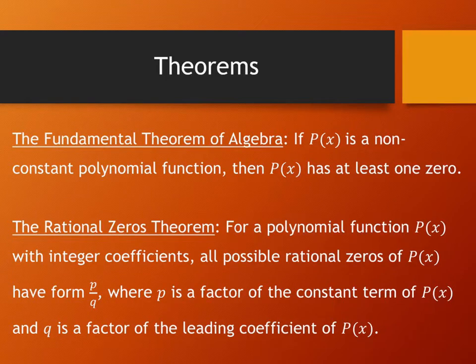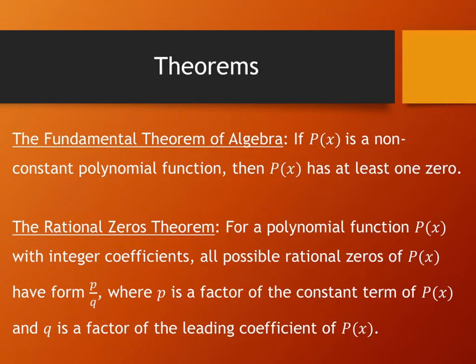The fundamental theorem of algebra says, if p of x is a non-constant polynomial function, so it can't just be a number. It can't be p of x equals 7. It's got to have some variables in there. Then p of x has at least one zero. So there's at least one value that I could put on the outside corner of the synthetic division and work it all out and get 0 at the end. That's what that's saying. It may not be the one they give you, but there is one that will work for every polynomial function, at least one.